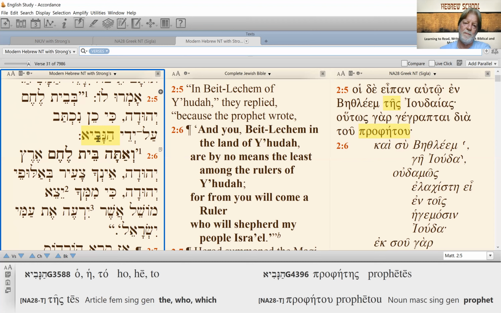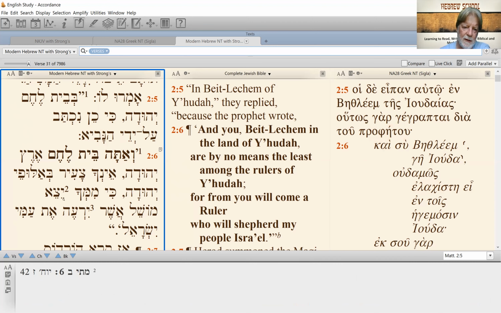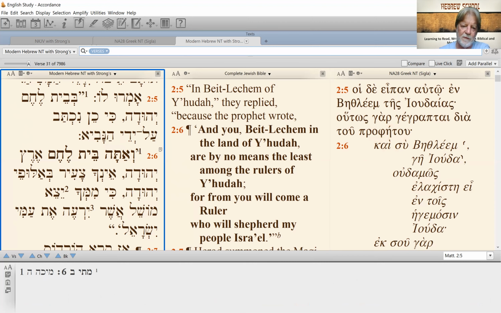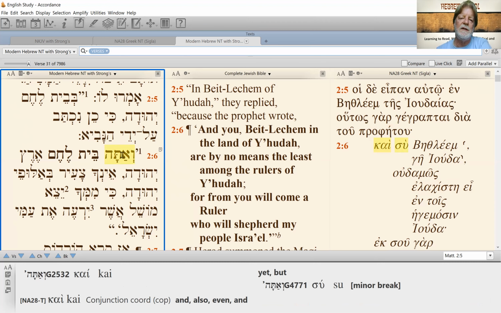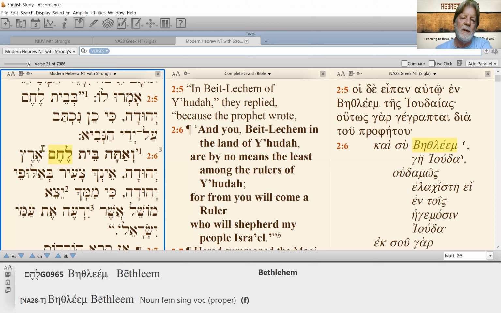So it was written by the hands of the prophet. And then we have a quote from the Old Testament. You can just barely tell it's bold text, but it is. So this is a writing from Micah chapter 5, the Old Testament prophet Micah chapter 5. And he wrote, Ve ata, and you, Beit Lechem, you Bethlehem.